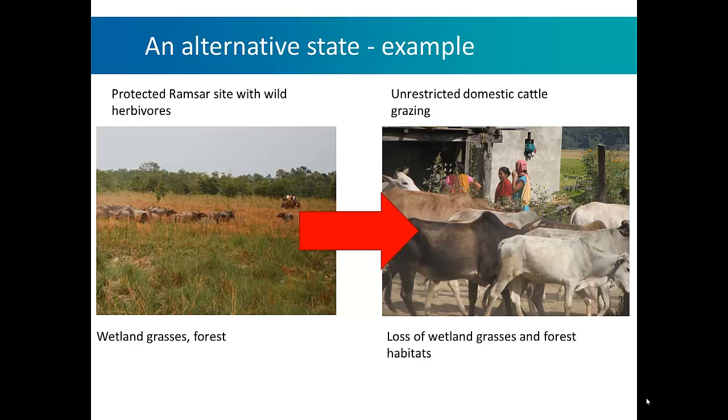So just a second example here, just to illustrate a different ecosystem. This is a wetland in the southeast of Nepal, and it is currently a protected Ramsar site. So it has wetland grasses, some forest areas, and is grazed by wild herbivores. The stakeholder participatory meeting decided that the alternative state would be unrestricted domestic cattle grazing, which is currently the greatest pressure on this reserve. And that would lead to a loss of wetland grasses and a loss of forest habitats that are important for a number of different birds and other species.